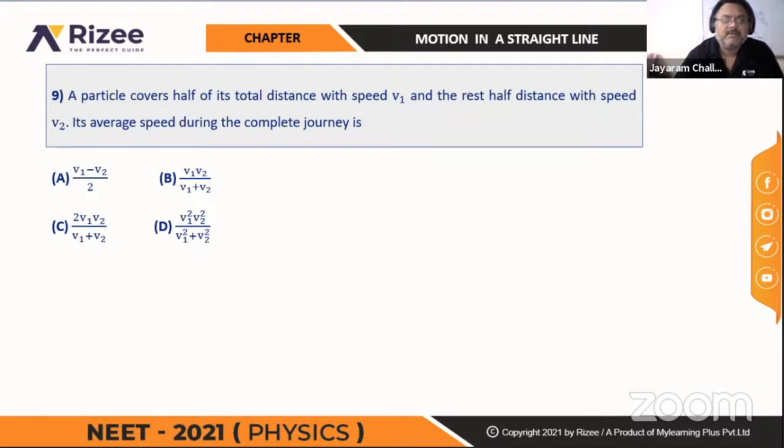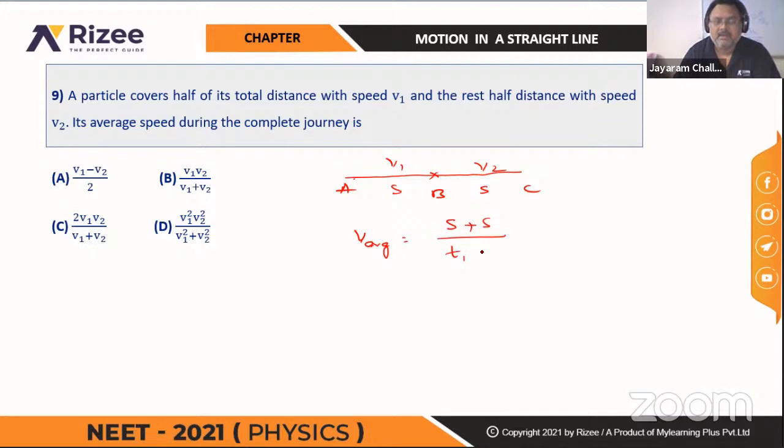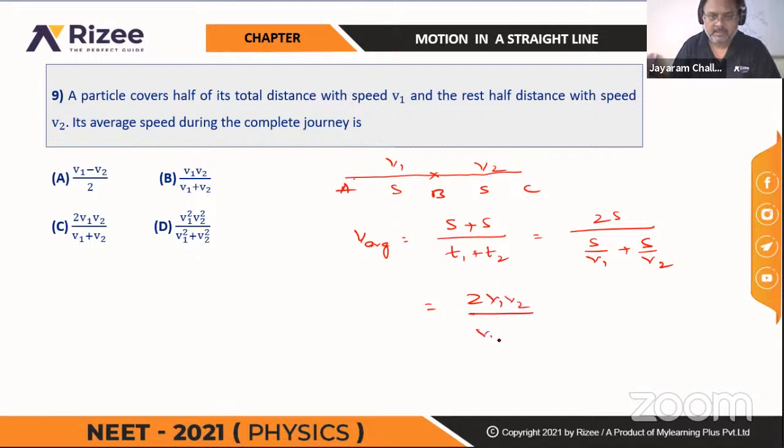Now the particle covers half of the total distance. This is our total distance. So for the first half, that is A to B, with the velocity V1, and this is also the same thing with the velocity V2. Average speed he is asking, so it's a direct formula actually. V average is equal to total displacement S plus S by time. Take total time as T1 plus T2, the time taken for the first half and the second one. It is 2S by T, which can be written as S by V1 plus S by V2. Take out the S common in the denominator and cancel it. You'll be getting 2 V1 V2 by V1 plus V2.